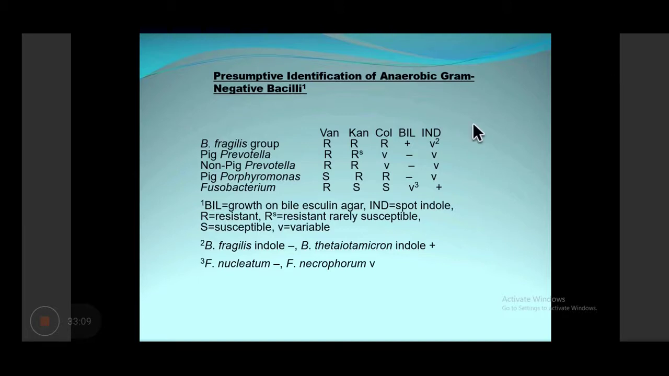A few examples of presumptive identification of anaerobic gram-negative bacilli, like the Bacteroides fragilis group: the vancomycin disc, kanamycin disc and colistin disc will be resistant, while esculin hydrolysis is positive and indole is variable. In pigmented Prevotella, vancomycin and kanamycin are resistant. So presumptive identification is made by the use of different kinds of discs as well as different kinds of ingredients.